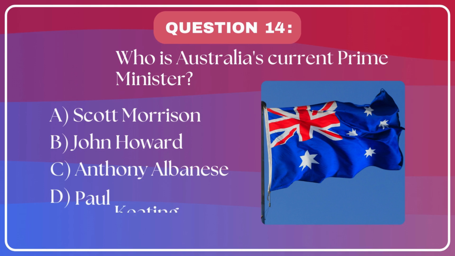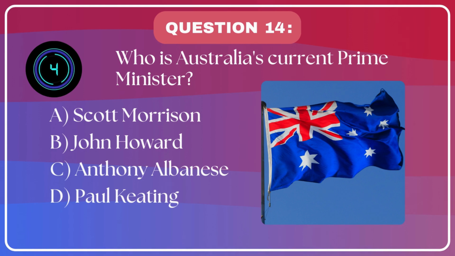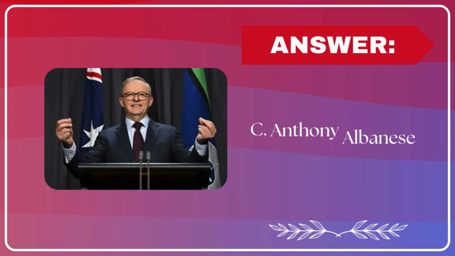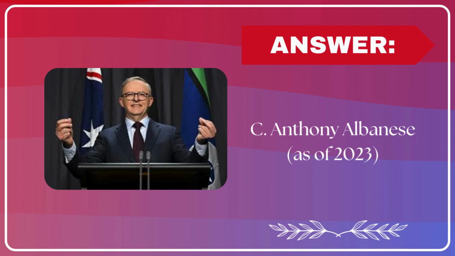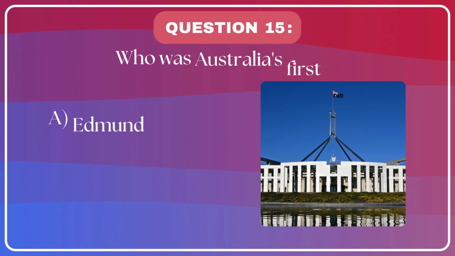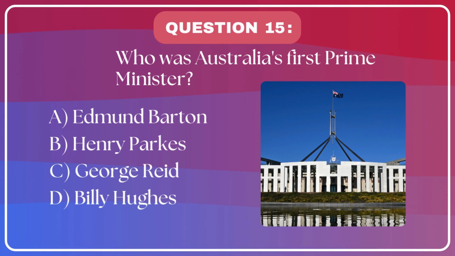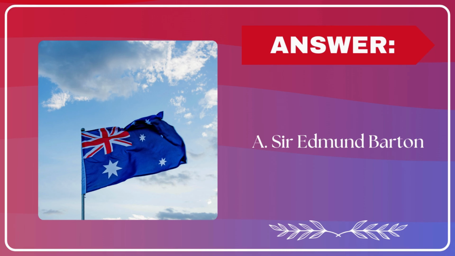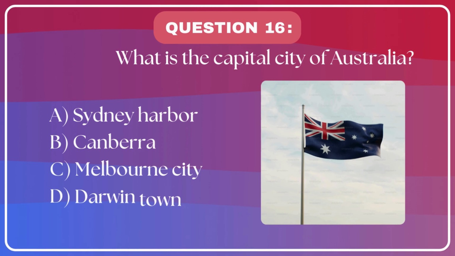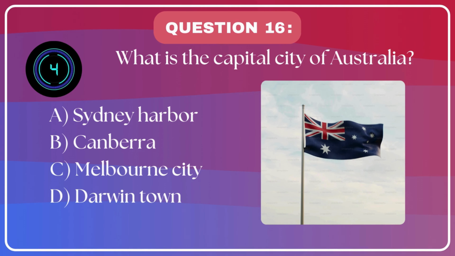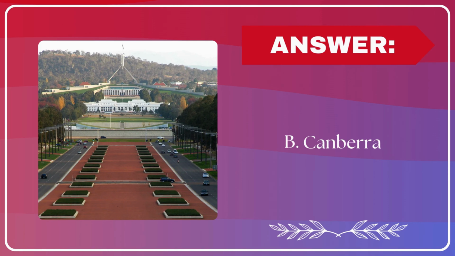Who is Australia's current Prime Minister? Who was Australia's first Prime Minister? Sir Edmund Barton. What is the capital city of Australia? Canberra.